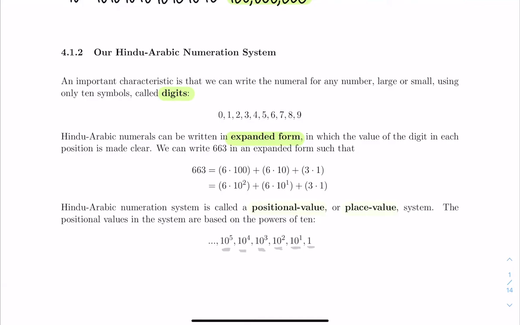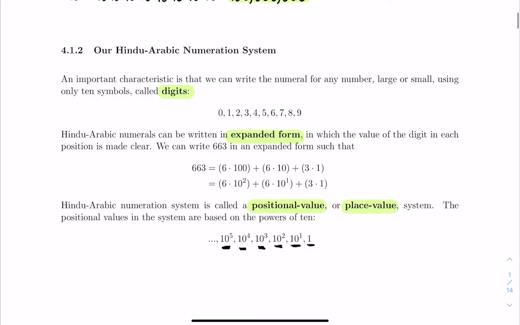So the Hindu-Arabic numeration system is called a positional value or a place value system. The positional values in the system are based on powers of 10. So the first rightmost spot is your ones place. In the second spot, we have our tens place, or 10 to the first. The third spot is 10 squared, or the hundreds place, and it just keeps going up by adding 1 more power.